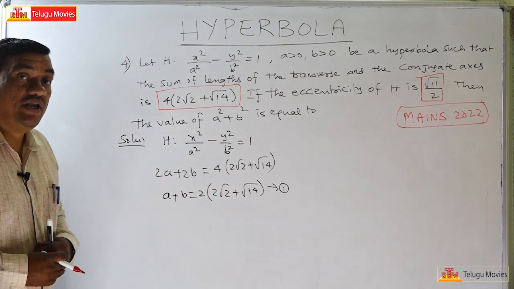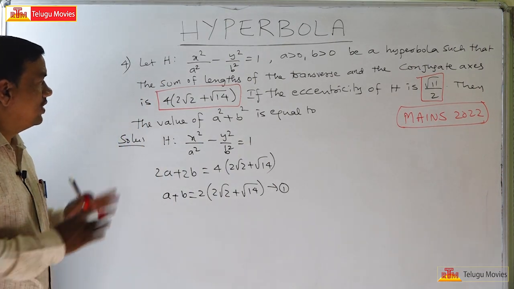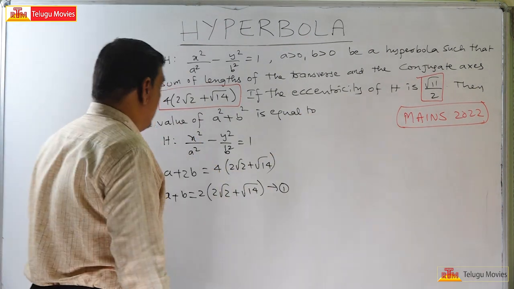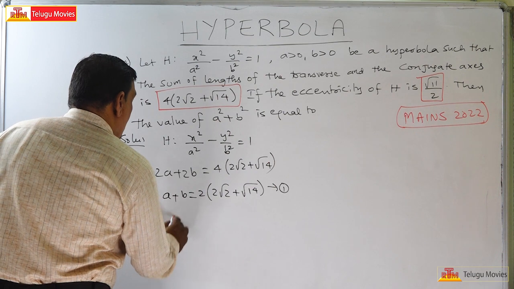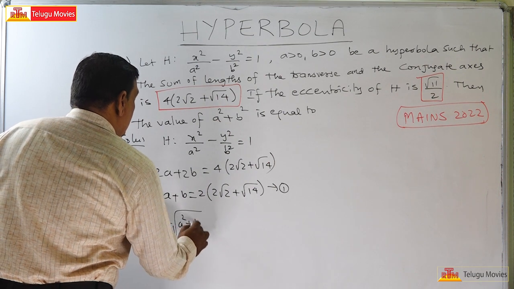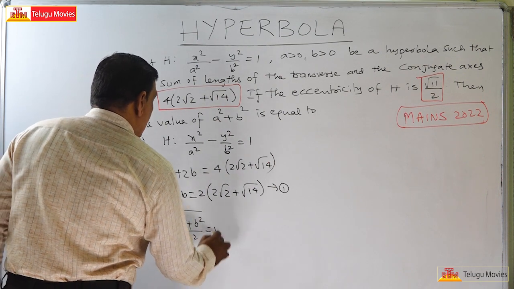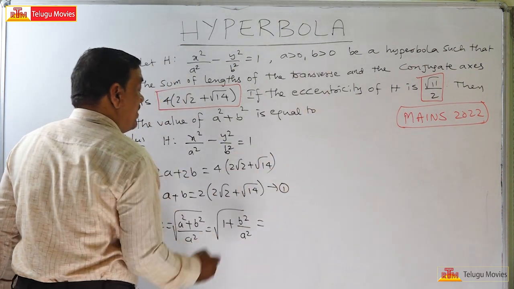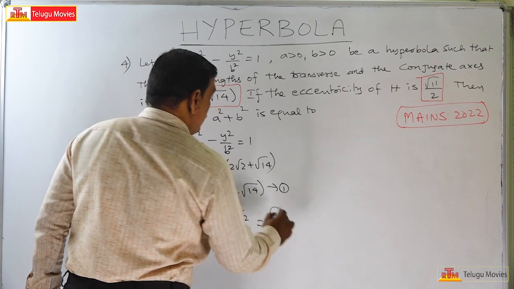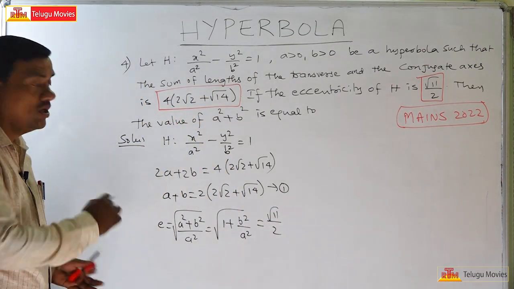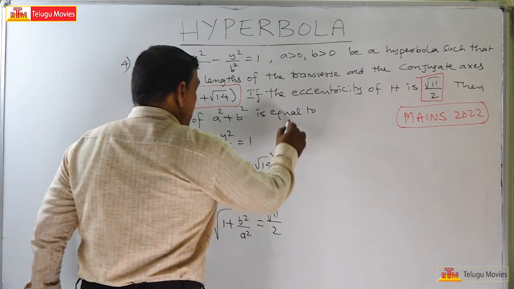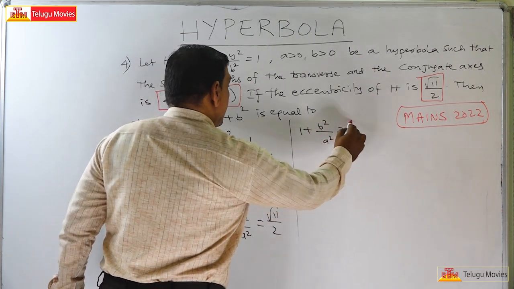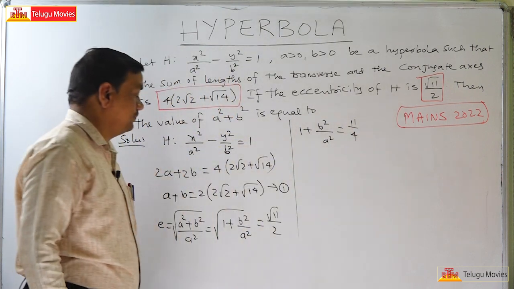So in a and b we got an equation. Now the first part is over. Coming to the second part, clearly the eccentricity is given. So what is the eccentricity formula? Root of a square plus b square by a square. That means root of 1 plus b square by a square is equal to the given root 11 by 2. Okay. Squaring on both sides, 1 plus b square by a square is equal to 11 by 4.